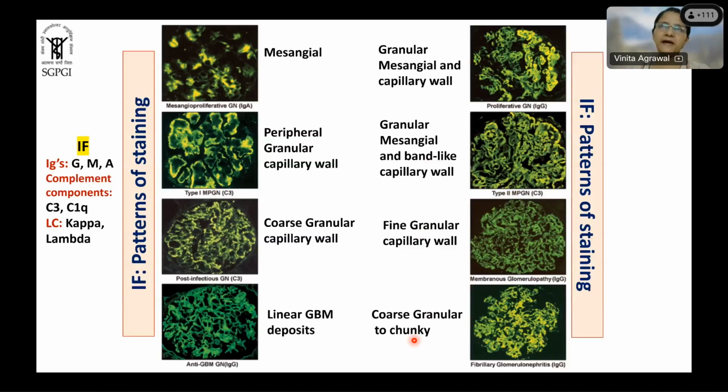So you can define the pattern of deposits as capillary wall or mesangial. If it is capillary wall, whether it is linear, whether it is coarse granular, or whether it is fine granular. So that is how you define the immunofluorescence pattern of staining in the renal biopsies.